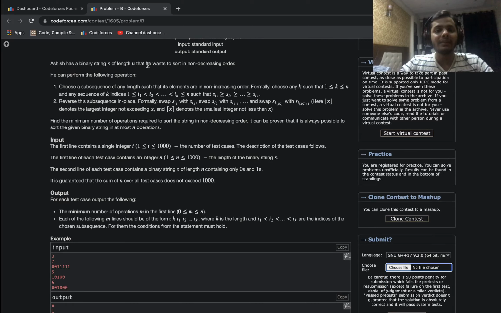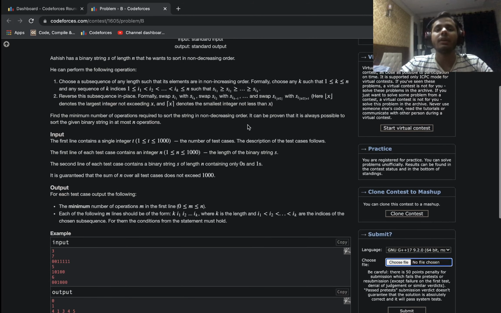So we have a binary string of length n, and what we want to do is sort it in non-decreasing order. And here the operation that we are allowed to perform any number of times is that we can choose any particular subsequence of the string and just reverse it. So we are allowed to do this operation as many times as possible. And finally, we need to sort this array by using the minimum number of operations.